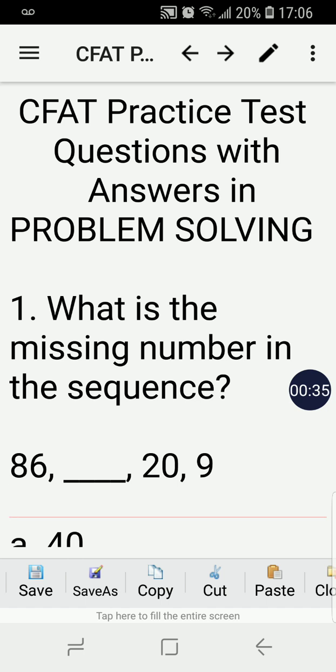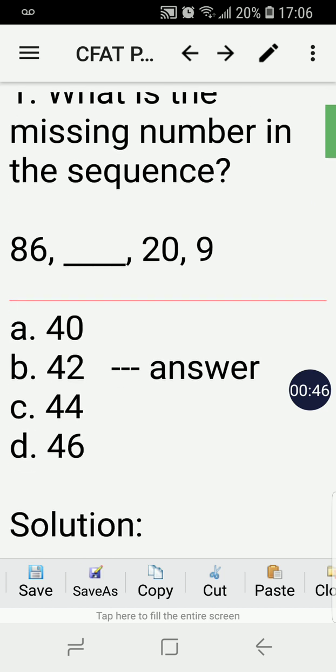What is the missing number in the sequence? So we got 86, blank, 20, and 9. So here's our choices. And the correct answer is B. And I'll show you the solution.